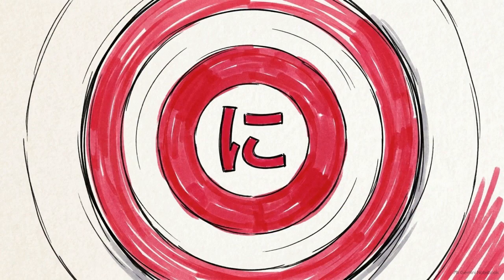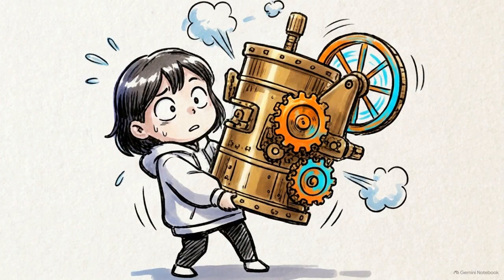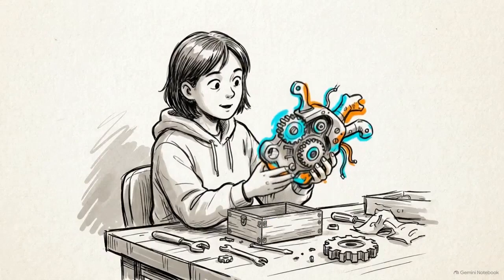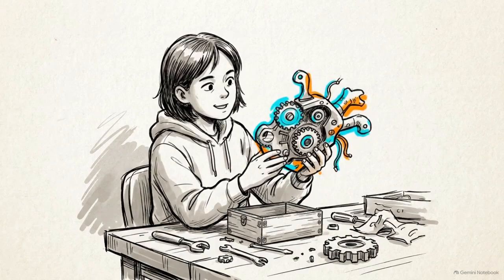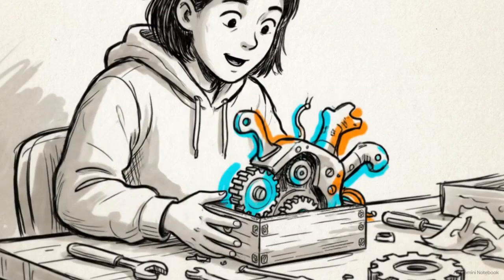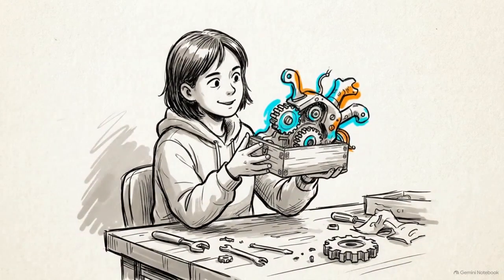Our third formula shifts focus to the target or purpose of an action, using the particle ni. If someone hands you a bizarre item and you ask, "What will you use this for?" pair our question word with ni. Kore o nani ni tsukaimasu ka? By simply swapping that middle puzzle piece from o to ga to ni, you change the entire nature of the question from a direct action to physical existence to purpose.